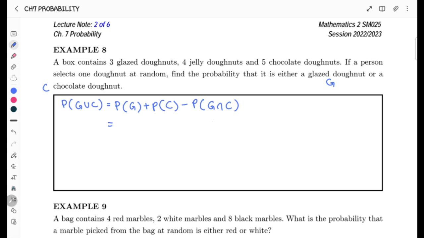Since we have 3 glazed donuts out of 12 donuts, the probability is 3 over 12. Then chocolate is 5 over 12, minus 0. There is no donut that is both glaze and chocolate, so the probability is 0. So add this, you get 2 over 3.